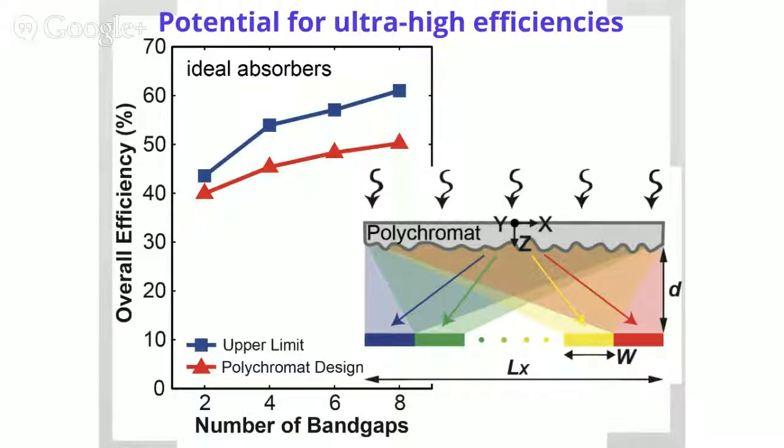So if you have multiple band gaps, if you have n band gaps, you have n times concentration. That's in this geometric fashion. And you can see that these are the actual polychromat designs shown here. This is an upper limit. And you can see potentially you can get up to 50% or even more, depending on how well you do the design, with maybe 8 band gaps.